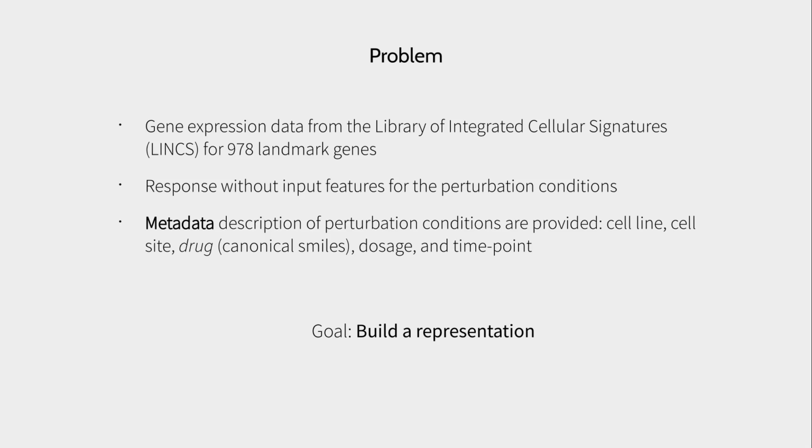However, they do provide the metadata which describes the perturbation conditions that generated the value. So for example, we get the cell line, the cell site, the drug that was used, which is what we most care about, the dosage of the drug, and the time point at which it was measured in hours. So in this case, what we care about is to build a representation of this data that we can use in building machine learning models.